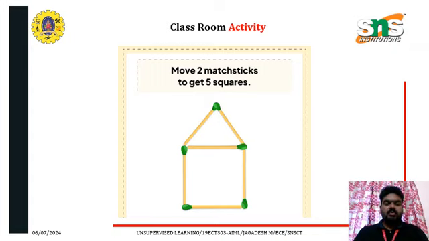Let's take a classroom activity. Move one matchstick to get 5 squares from this given structure. Just discuss with your group members and find out the answer.